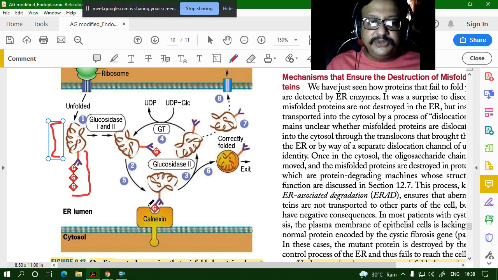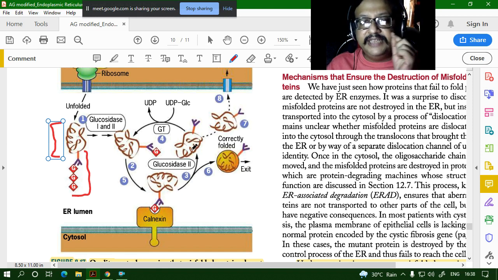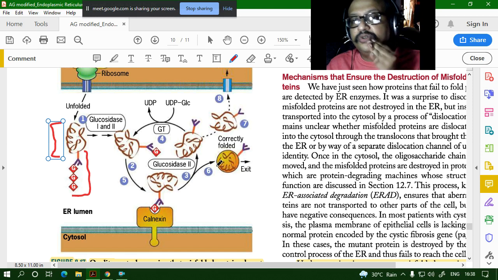It comes to calnexin, where in the next round two glucoses are removed. Here glucosidase removes this glucose, so you have one glucose removed. Then it comes to the next step. If the folding is correctly done, it goes to the next step towards the Golgi complex.